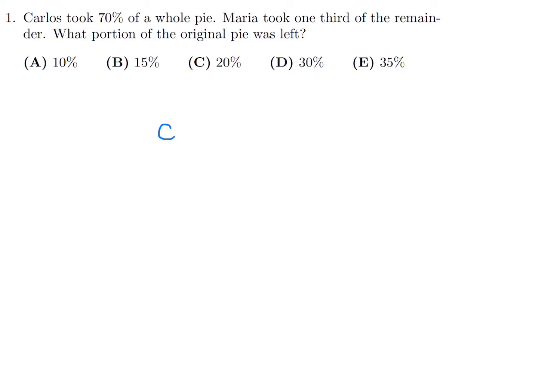So Carlos has 70% and Maria took 1/3 of the remainder. Well, first of all, what is the remainder? It's 30%. So Maria takes 1/3 of that, which is 10. So what's left is 20. And that is the answer. So number 1, that would be C.